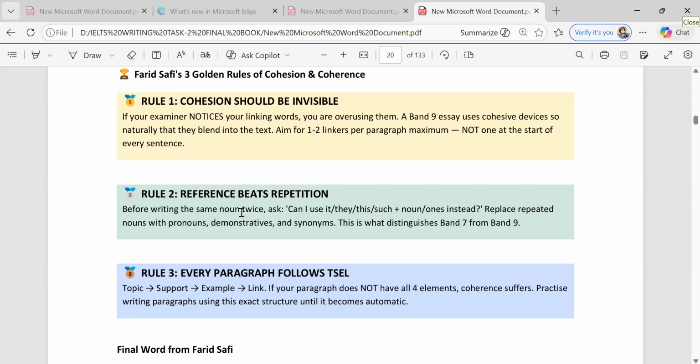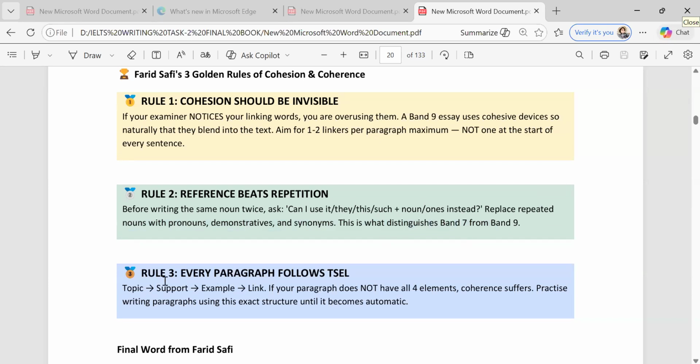Rule number 2, reference beats repetition. Before writing the same noun twice, ask, can I use it, they, this, such, or the noun once instead? Replace repeated nouns with pronouns, demonstratives, and synonyms. This is what distinguishes band 7 from band 9.